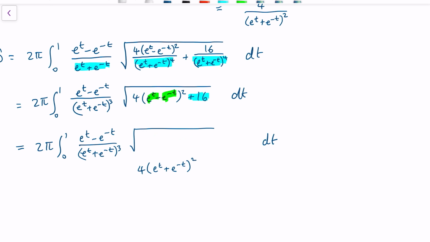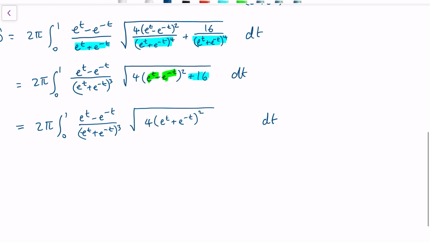Okay, so let's get rid of all that now. We've tidied it up. Move that underneath there, and because it's a perfect square, we can square root it. And when we square root that, so we've got 2 pi, 0 and 1, we're going to get a 2. Instead of a square root of 4 is 2, we're going to lose the squared on the e to the t plus e to the minus t, and that's going to cancel off one of the denominator. So we're going to end up with 2 e to the t minus e to the minus t all over e to the t plus e to the minus t squared.